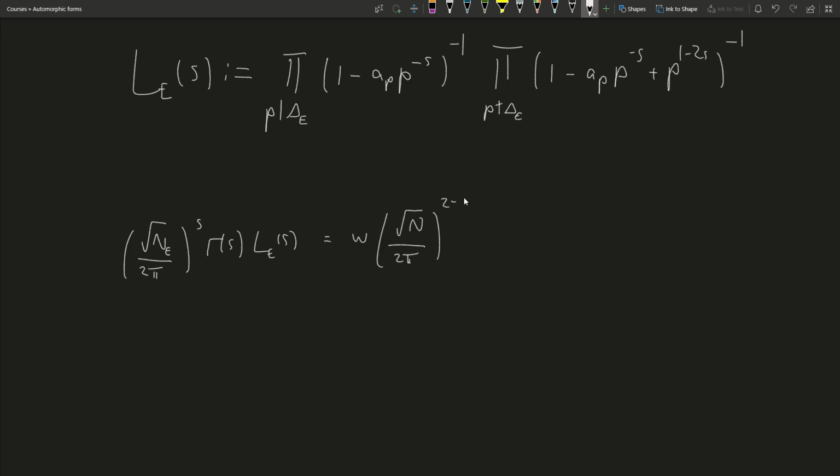Here you have gamma of 2 minus s, L of E at 2 minus s, and w is plus or minus 1, called the root number. So some elliptic curves have w equals 1, some elliptic curves have w equals minus 1. Conjecturally, it's 50-50 among elliptic curves, but knowing which is which is tricky to figure out.